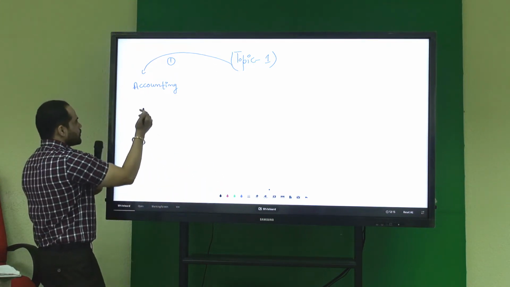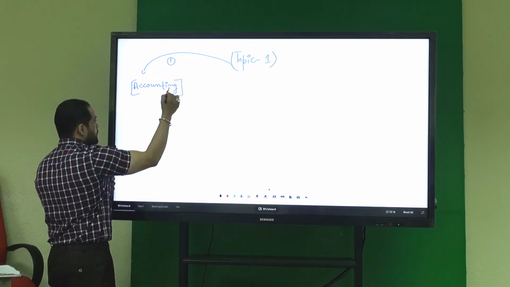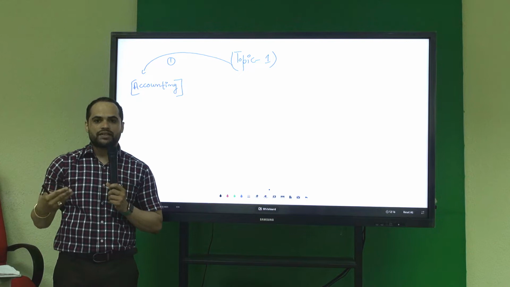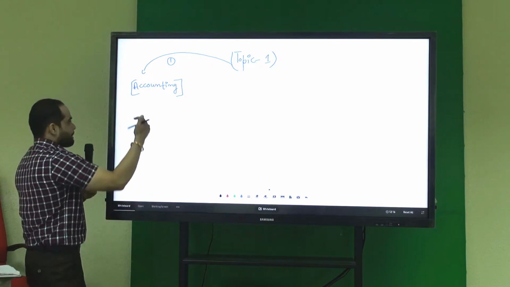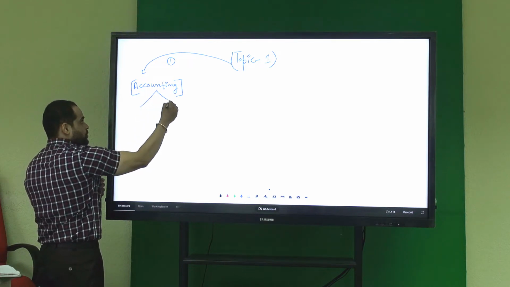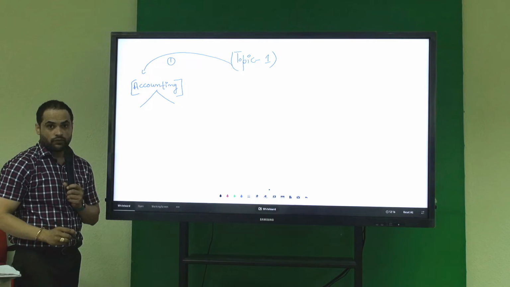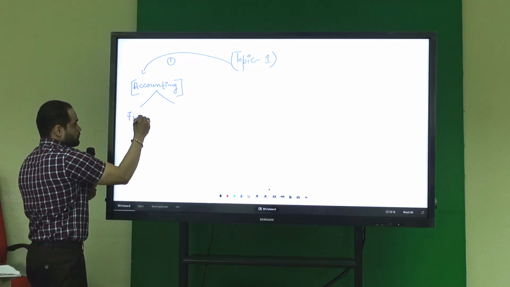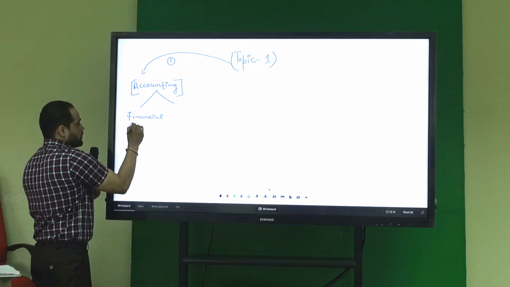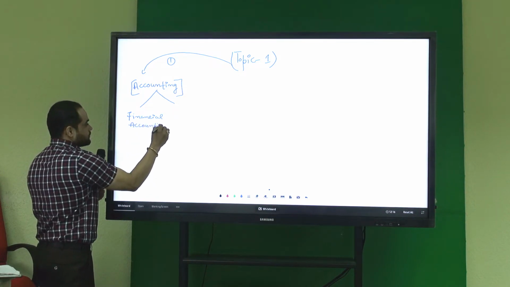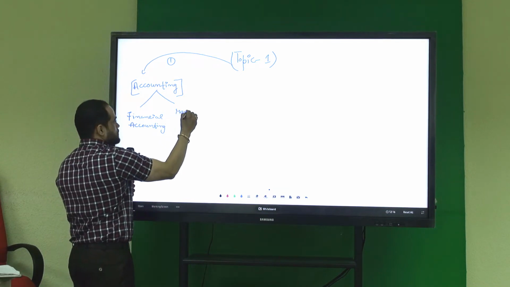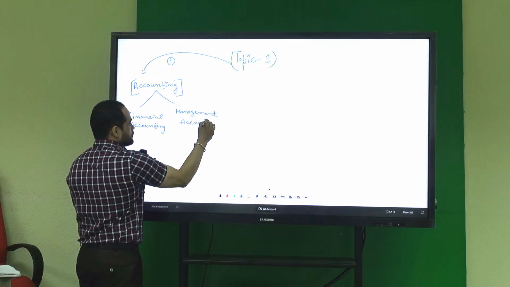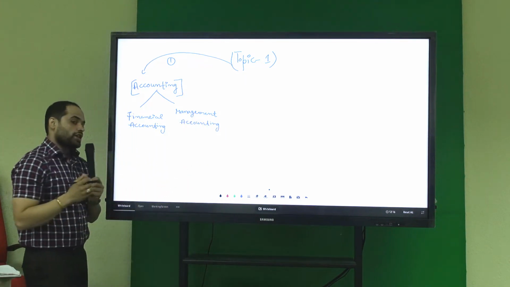All right, so you know accounting, right? We do accounting for the users because users, they need accounting information in order to make various decisions, right? Now, types of accounting. There are 2 types of accounting, financial accounting and management accounting. Now, what is financial accounting?